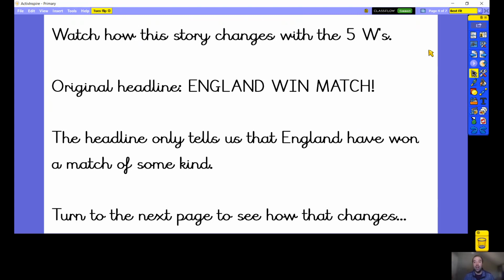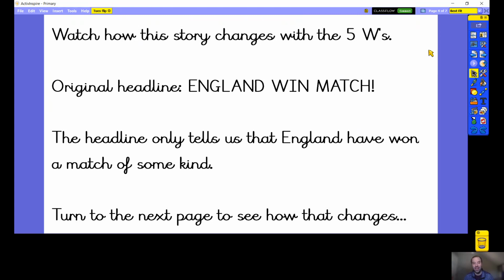So if you are English and you're interested in sport, that headline might well grab your attention. And even if you're not English, you might think, oh, I wonder what they've won. So that is attention grabbing straight away. It sounds very positive, doesn't it? England have won a match. That's positive.